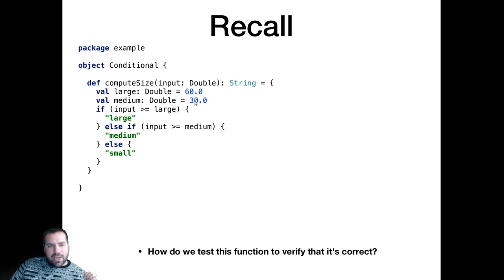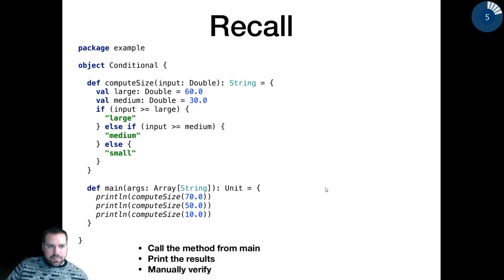If it's below that but above medium, it's going to be medium. If it's below the medium, it's going to be small. So this was a simple method that we wrote, and we feel like it's correct. We feel like it has that functionality that we need, but how do we know?